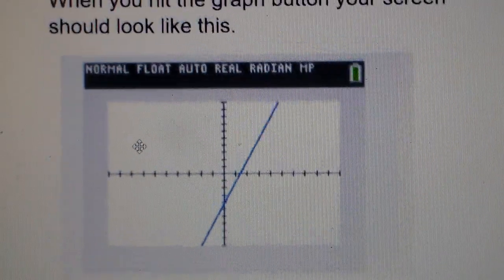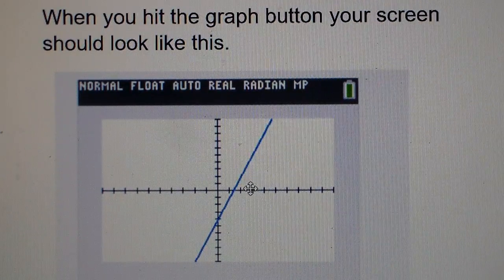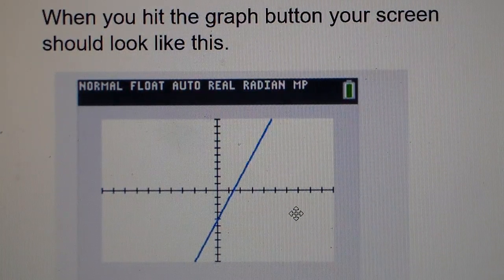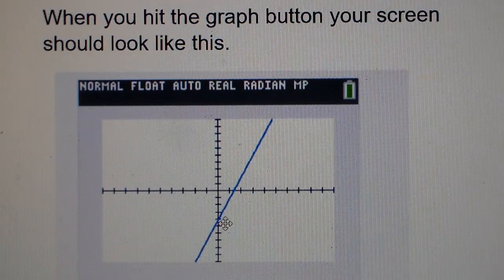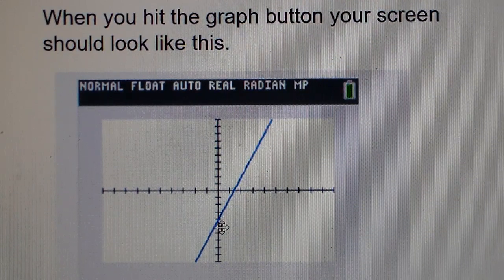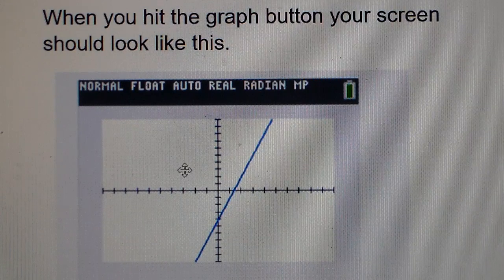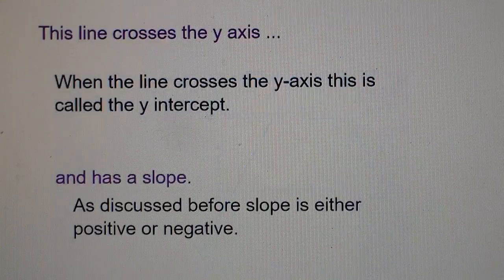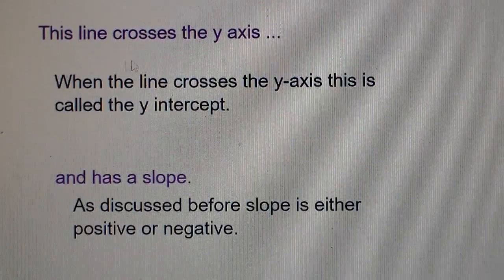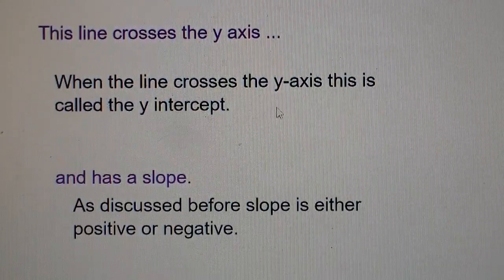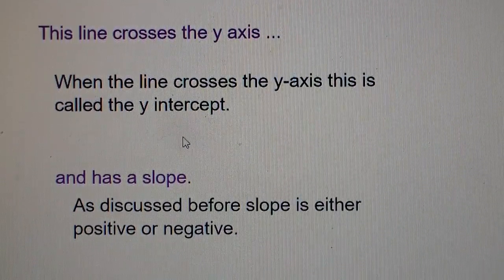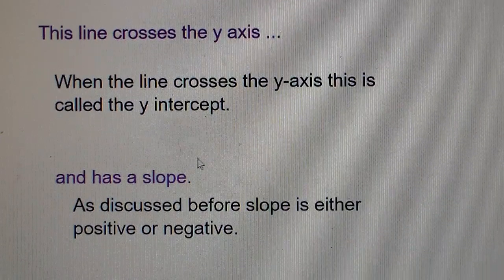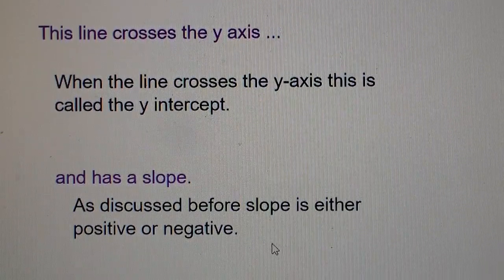This is what it should look like after you hit it. Notice here the y-intercept is all the way down here at negative 4. And it has a slope of up 3 over 1. So y equals 3x minus 4. When the line crosses the y-axis, this is called the y-intercept. It also has a slope. As discussed before, slope is either positive or negative.